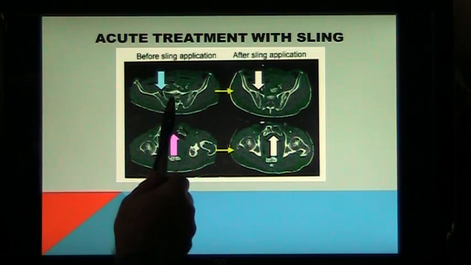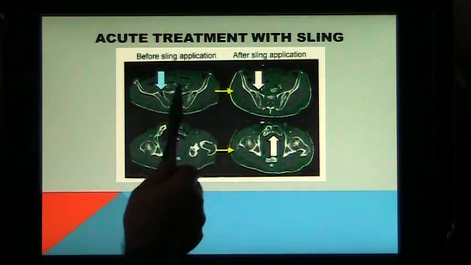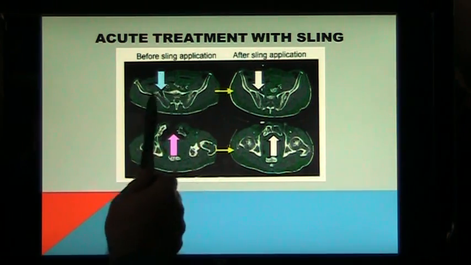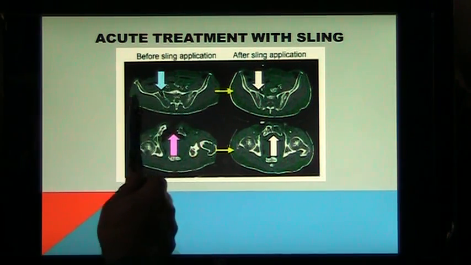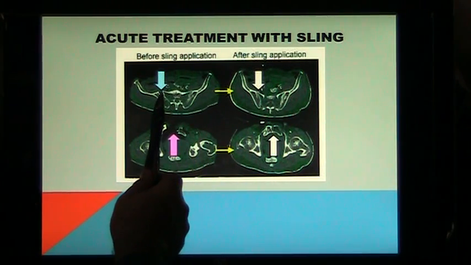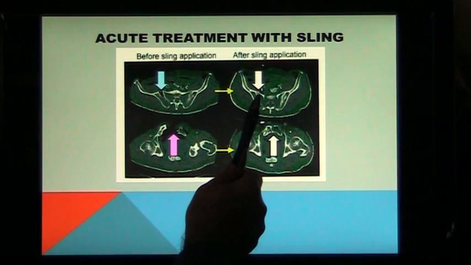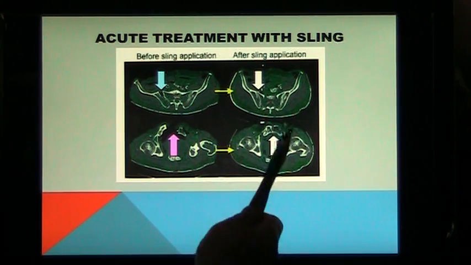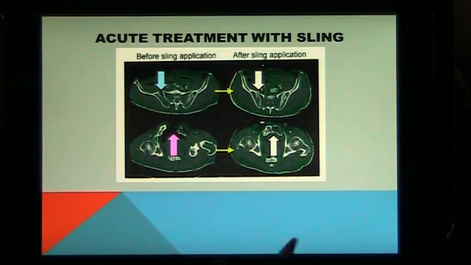So here we see, before they apply a sling around the ischial tuberosity, a sling around the pelvis to close that up, there's tremendous gapping of that SI joint. And look what happens after they apply the sling. Fabulous. So the sling is a simple procedure, can do much.